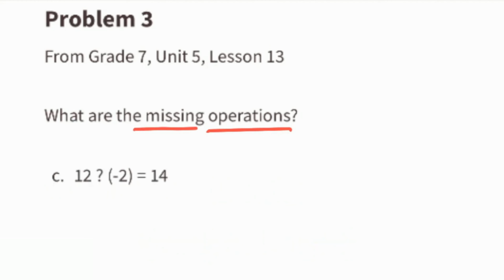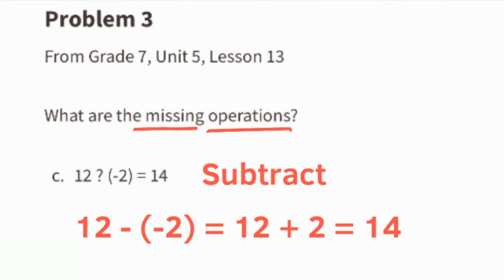C. What operation can we substitute with this question mark to make this true? A subtraction sign, because 12 minus a -2 is the same as 12 and the opposite of -2, which is 12 plus 2, or 14.